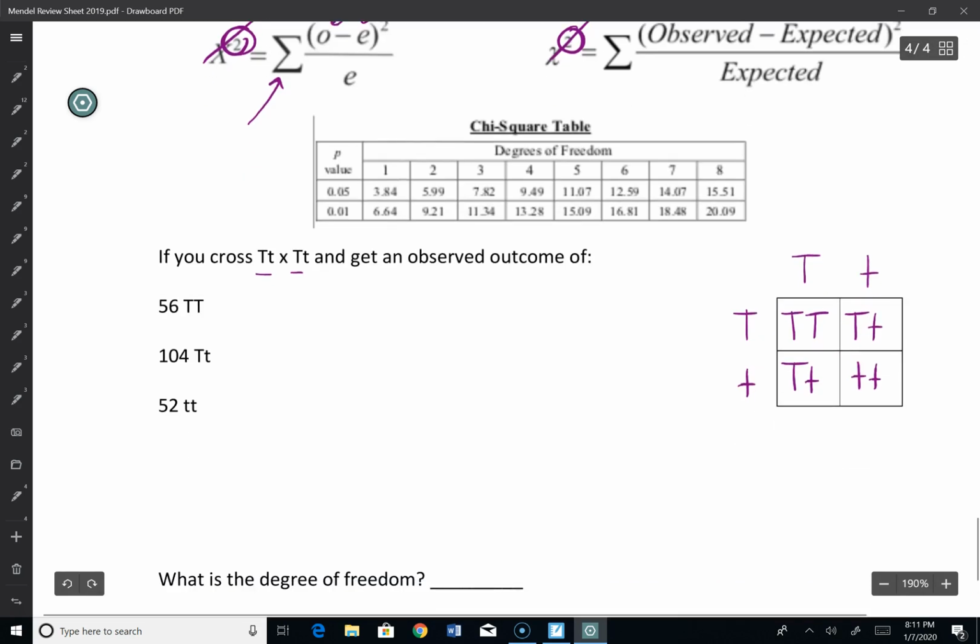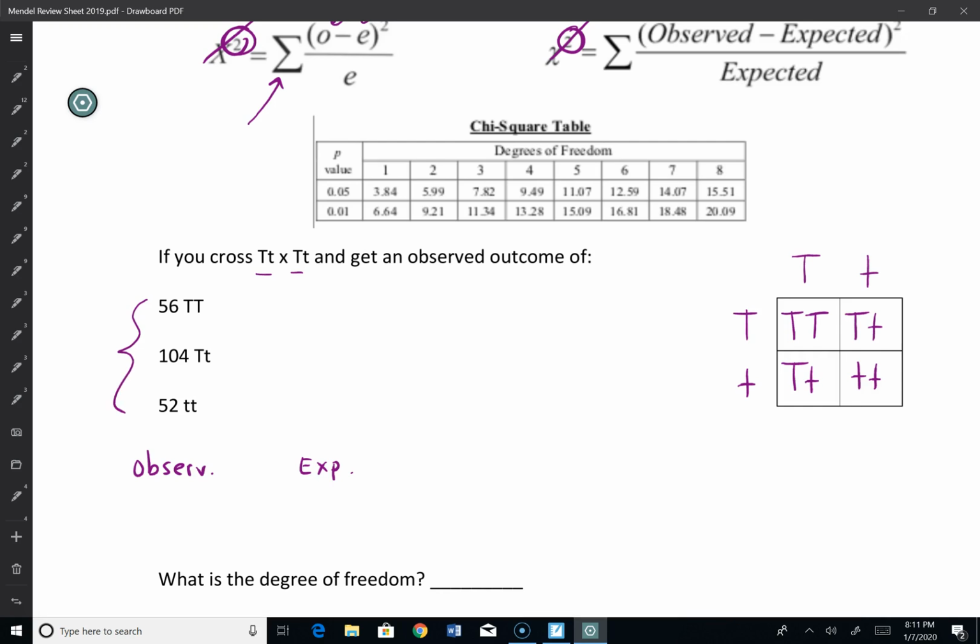These are our observed values. I observed 56 capital T, 104 capital T lowercase t, 52 lowercase t. That's what I observed. But what is my expected value? Well, that's where things get a little tricky. The way to do the expected value is first you have to get the total of these guys. The total of all of these is 212. So if you add those up, you're going to get a total of 212 plants, let's just say.